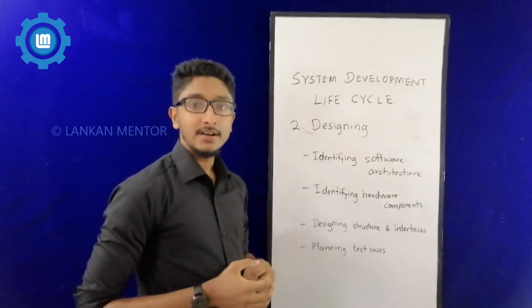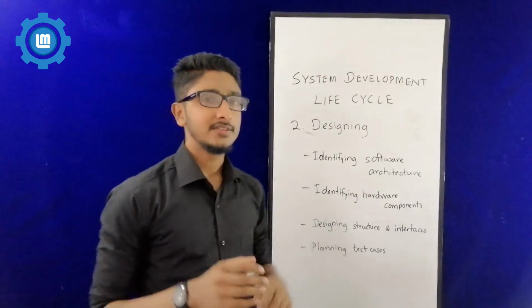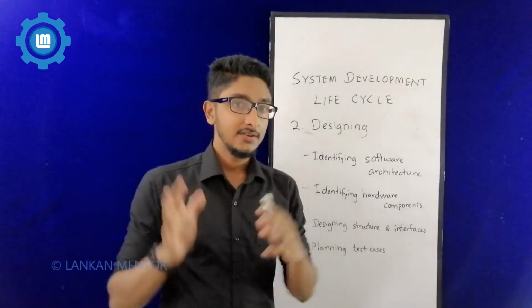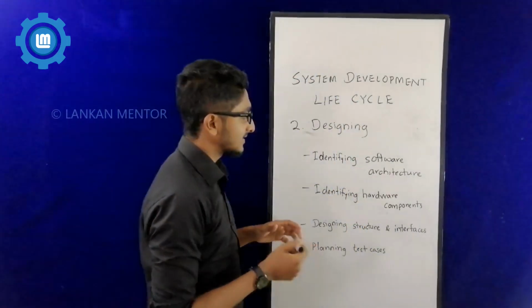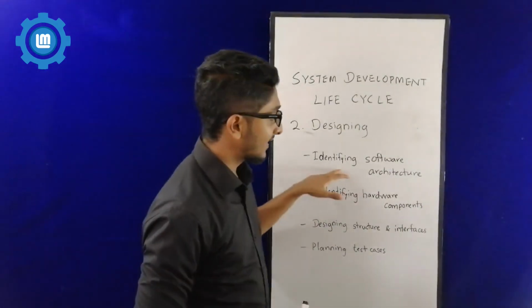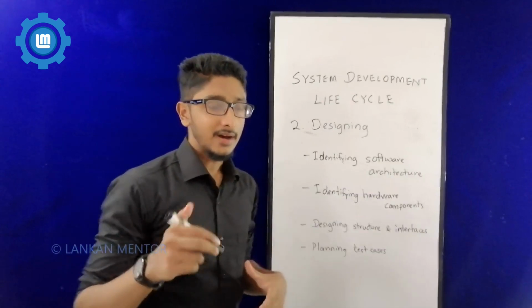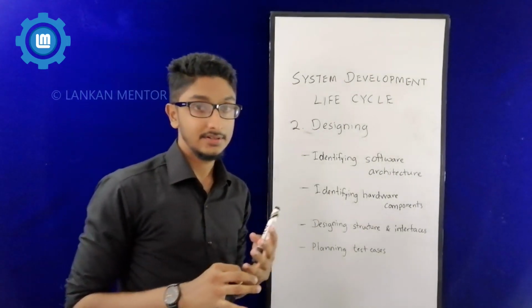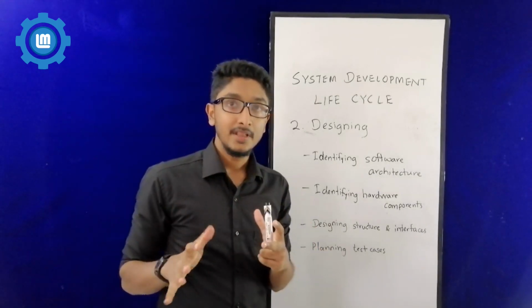Second is designing. The second step of the system development lifecycle is designing the software according to the requirements you gathered in the first step, right? Now you have the requirements, you have an idea about the system, so now you are designing its structure. Among designing, there are four important things you have to do. First, you have to identify the software architecture. What is that? Identifying what sort of software programs or software environment your software is going to run on, where the application you are going to develop is going to be used.